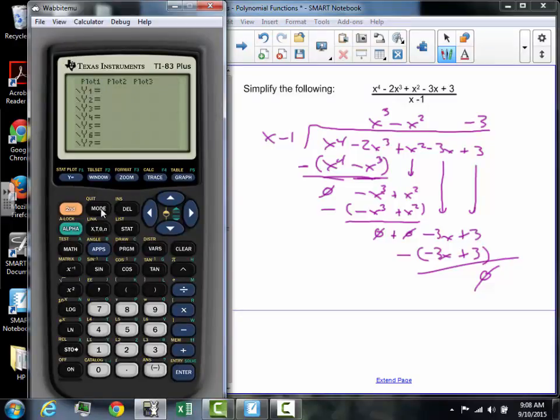Try to take x to the 4 minus 2x to the 3 plus x squared minus 3x plus 3. I'm going to divide this all by x minus 1.